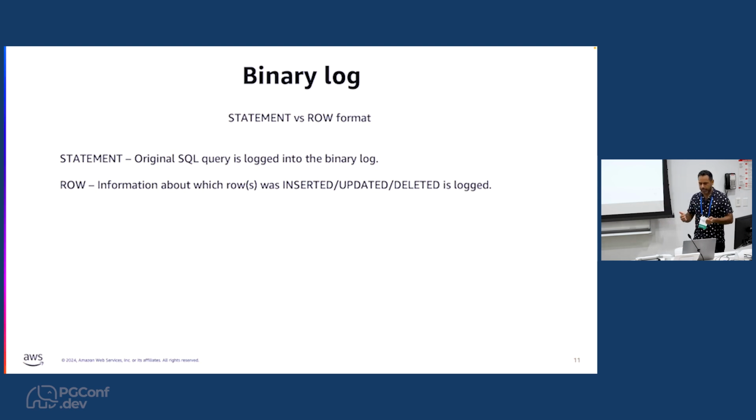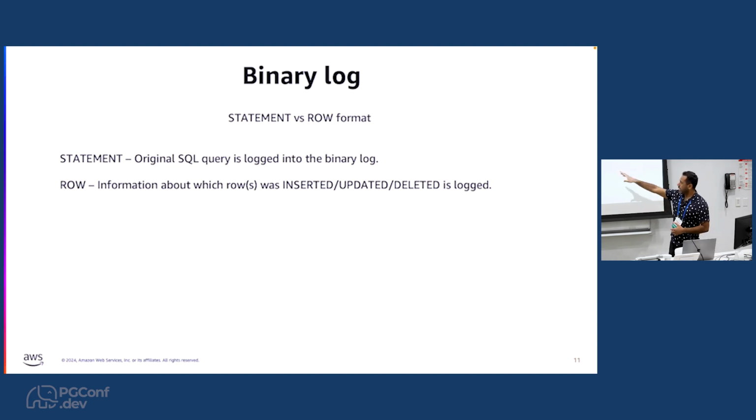Let's say I ran an update with a where clause, and the where clause was pretty complex, so the server had to do a lot of lookups. When I'm replaying the transaction, I have to do the same work again. And the third drawback with the statement logging format was it cannot be parallelized as much as the row format.